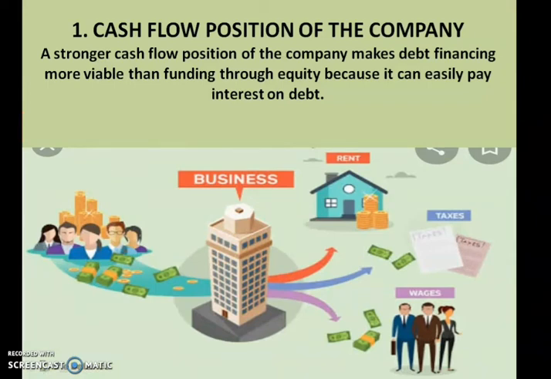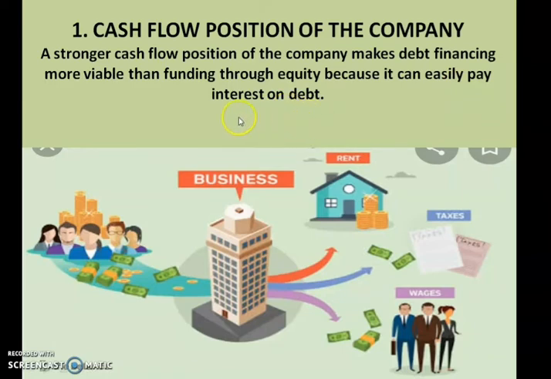So we know that every business firm invests different capital, and the nature of business is different. So their cash flow position is also different. Our first factor which determines the financing decision is cash flow position of the company. A stronger cash flow position of the company makes debt financing more viable than funding through equity, because it can easily pay interest on debt.